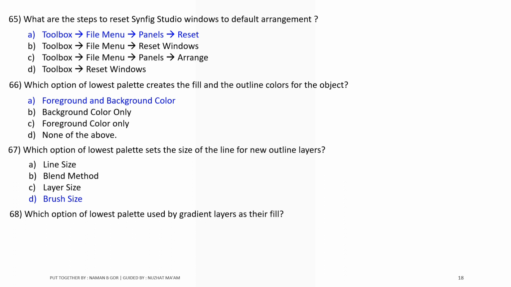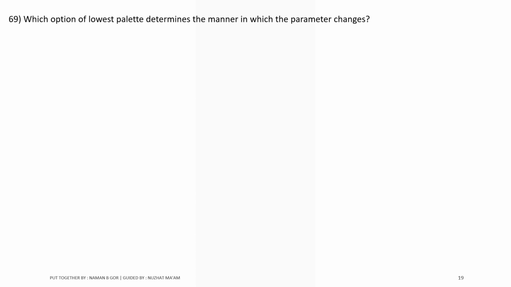Question number 68. Which option of lowest palette is used by gradient layers as their fill? The options are A. Gradient palette, B. Gradient, C. Interpolation, and D. None of the above. And the correct answer is B. Gradient.